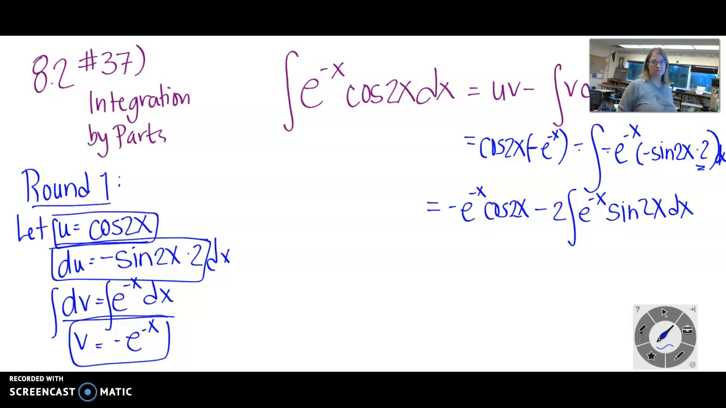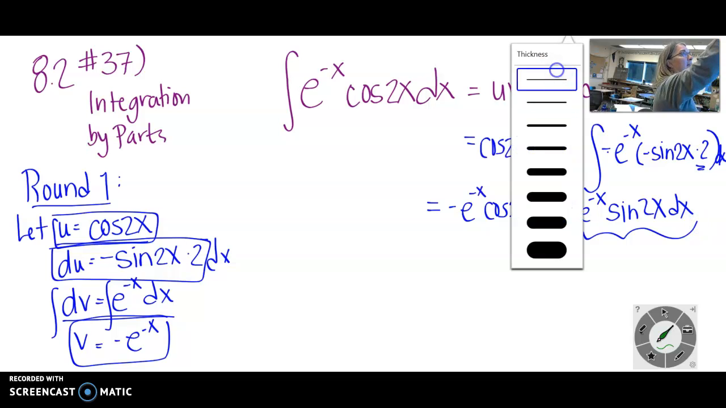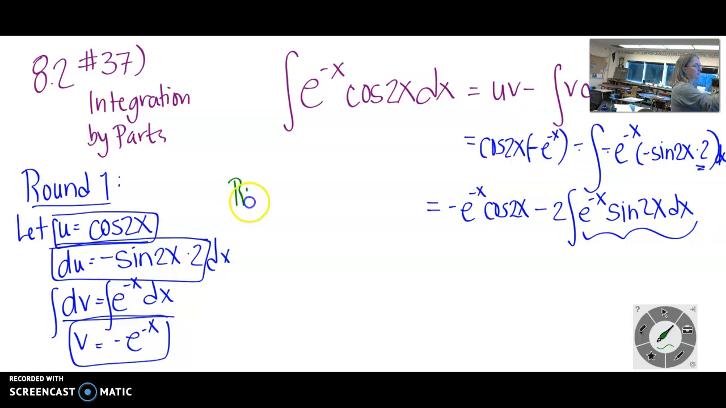So this doesn't look very much different than what we started with, but we can get there using this method. I want to make sure that I have this all down correctly. Yeah. Okay, so now we have to use integration by parts on this piece. So let's do that with round 2.